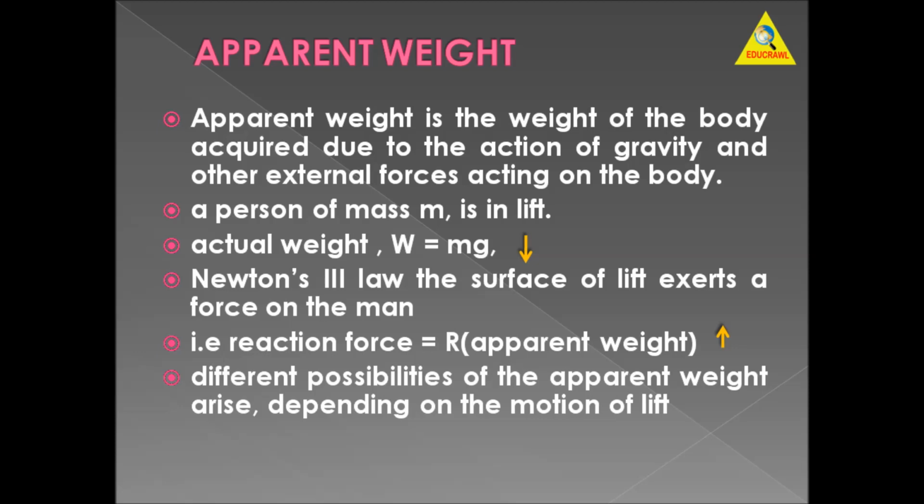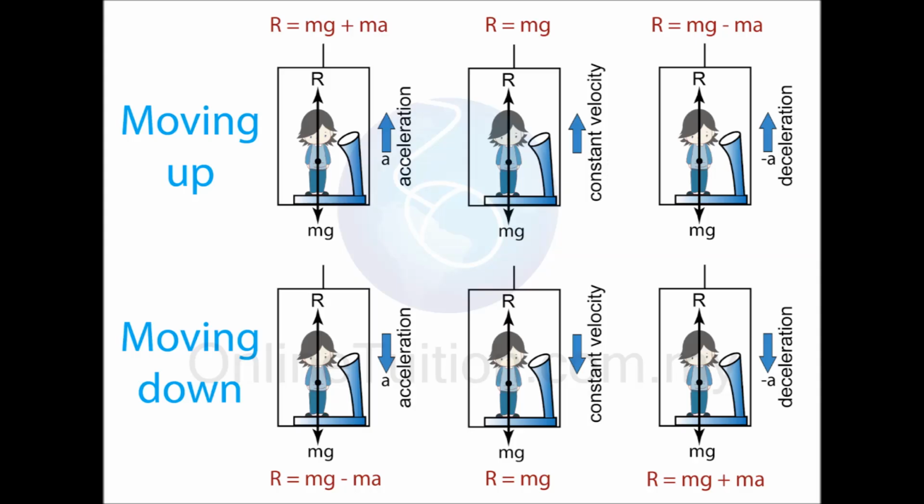Next, we shall see about apparent weight, which is the weight we assume to possess. For example, let us consider a man in a lift. As the lift moves up and down, we feel our weight added at times and reduced at times. This is due to apparent weight. We will discuss this in detail.